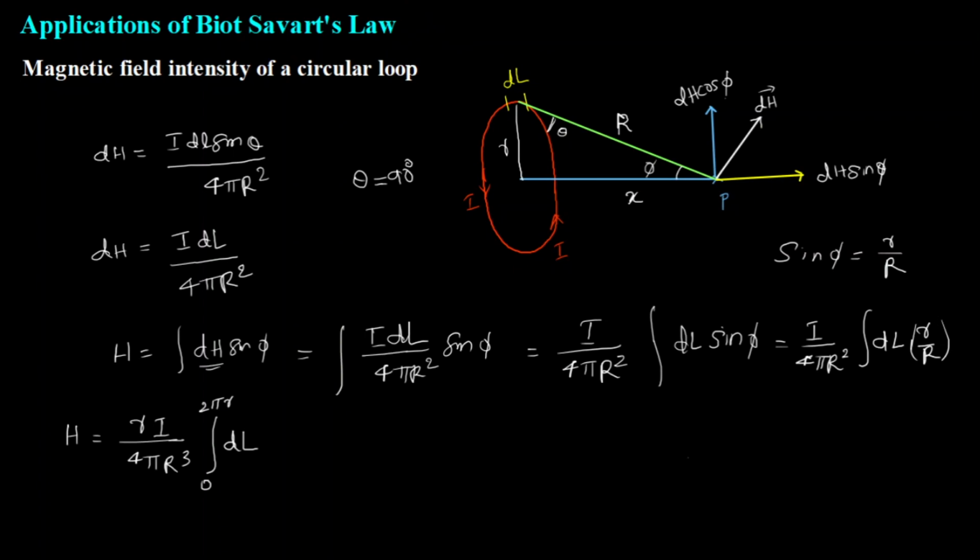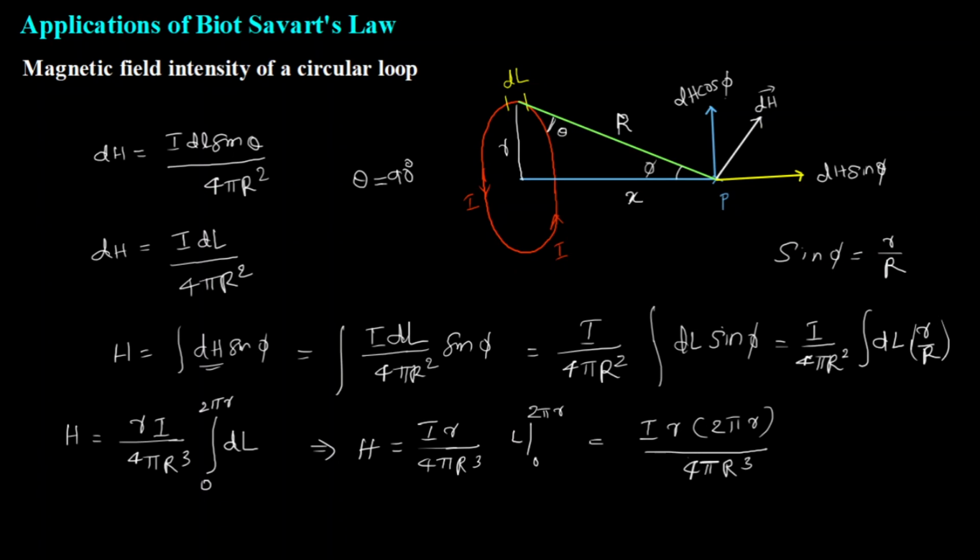Nice. So I have to integrate dl from 0 to 2 pi r. The integral of dl will be L, so I'll write IR. So H is IR divided by 4 pi r cube. The integral of dl is L from 0 to 2 pi r. Applying the upper limit, the lower limit is anyway 0. So I get IR into 2 pi r divided by 4 pi r cube.